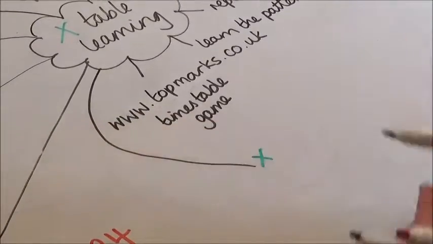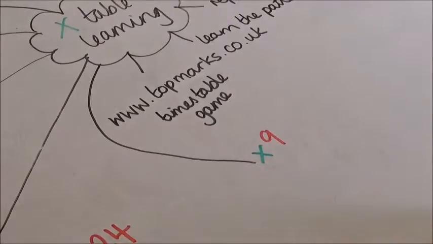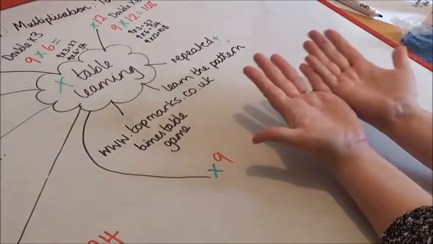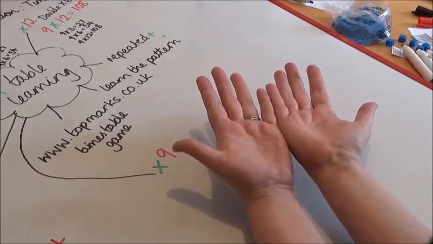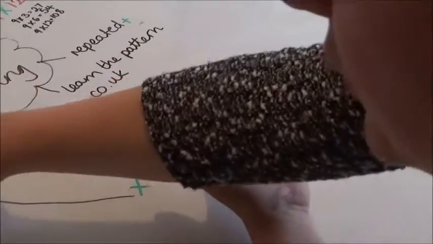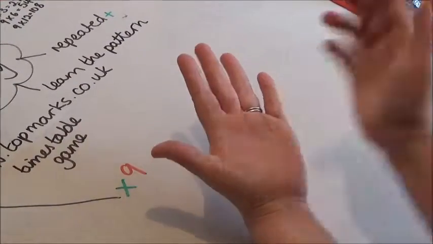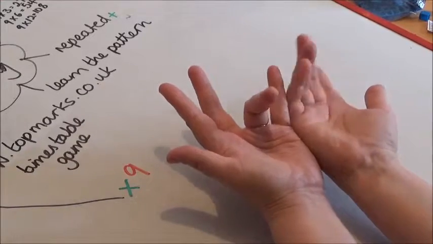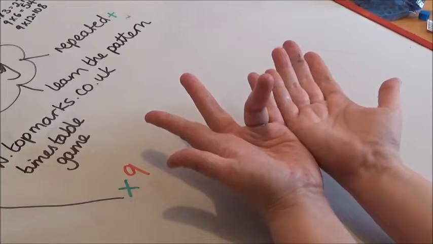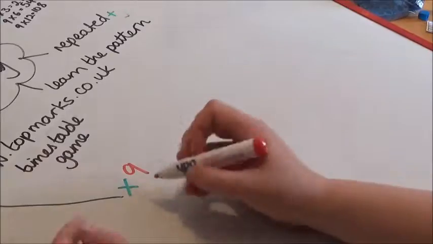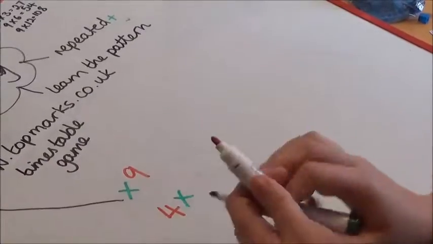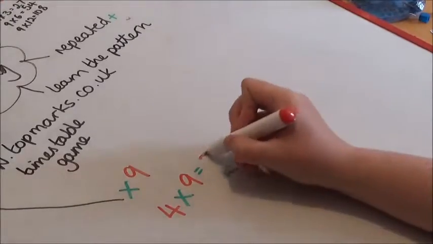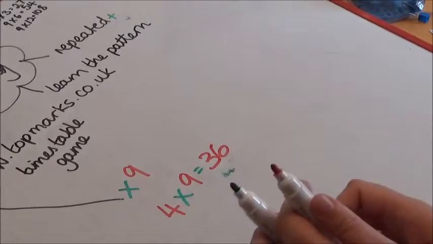Now timesing by 9, we can use our fingers, okay? If I had a problem like 4 times 9, I could double 2, but I'm just going to use my fingers to do the 9 times table for this. I'm going to go to my 1, 2, 3, 4th finger and put that down. This side are my tens, this side are my units. My answer would be 1, 2, 3 tens and 6 units, 36. Let me write that down. 4 times 9 is the same as 36.